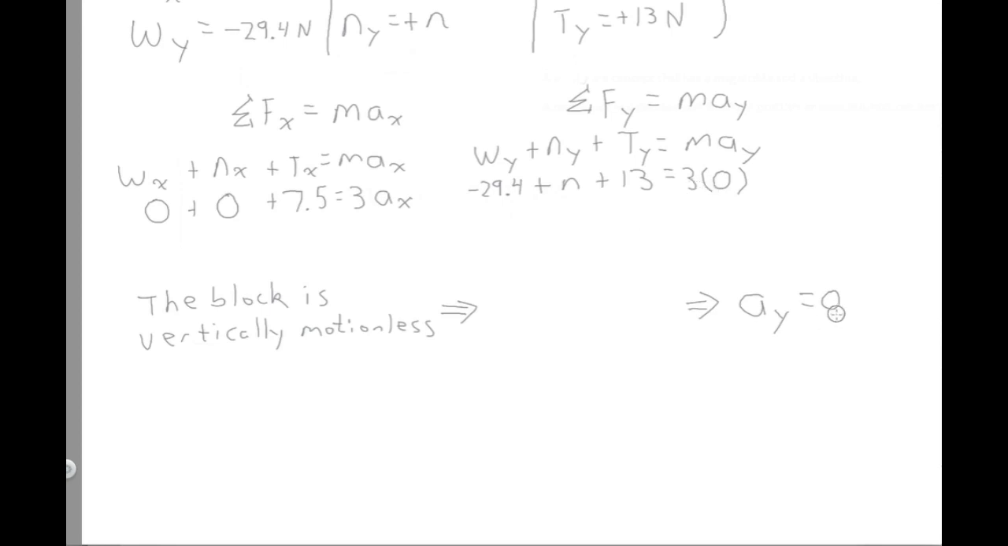Now, this is true, but I'd like you to pause and fill in this missing step. Why? When something is vertically motionless, why does that mean that its a sub y would be 0? It would be good to pause the video and see why this implies this.